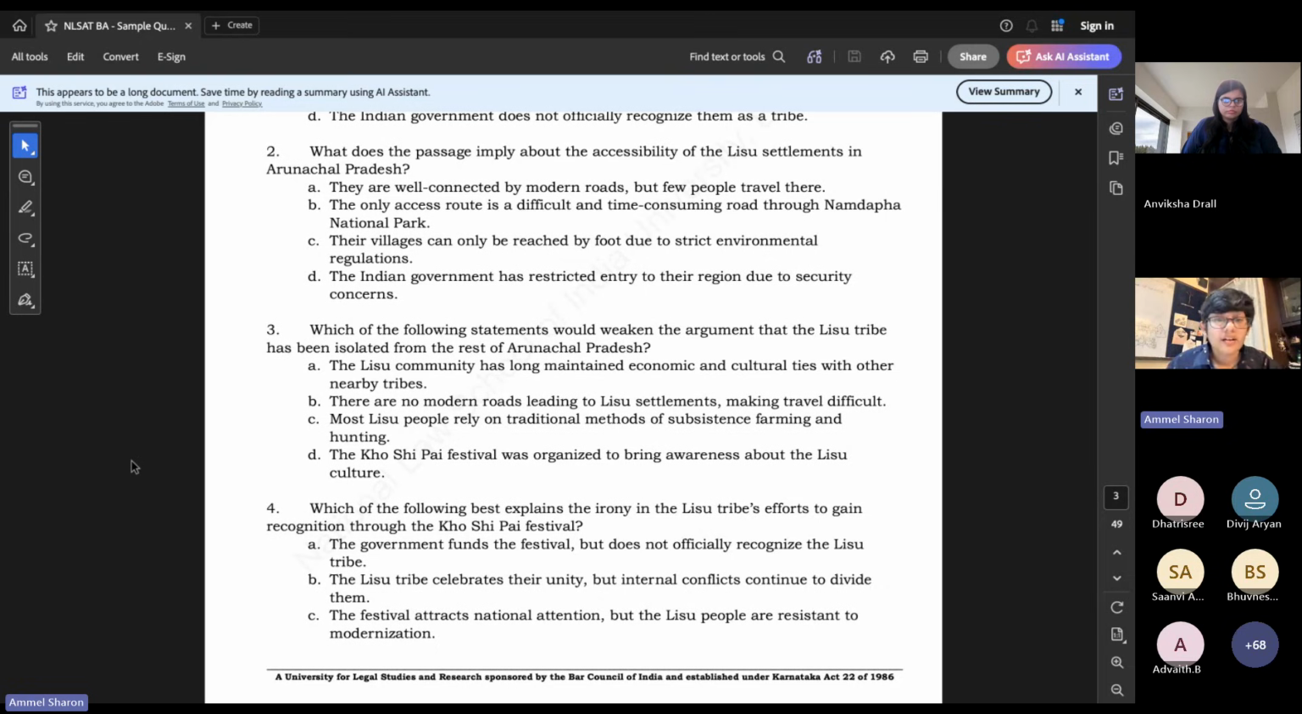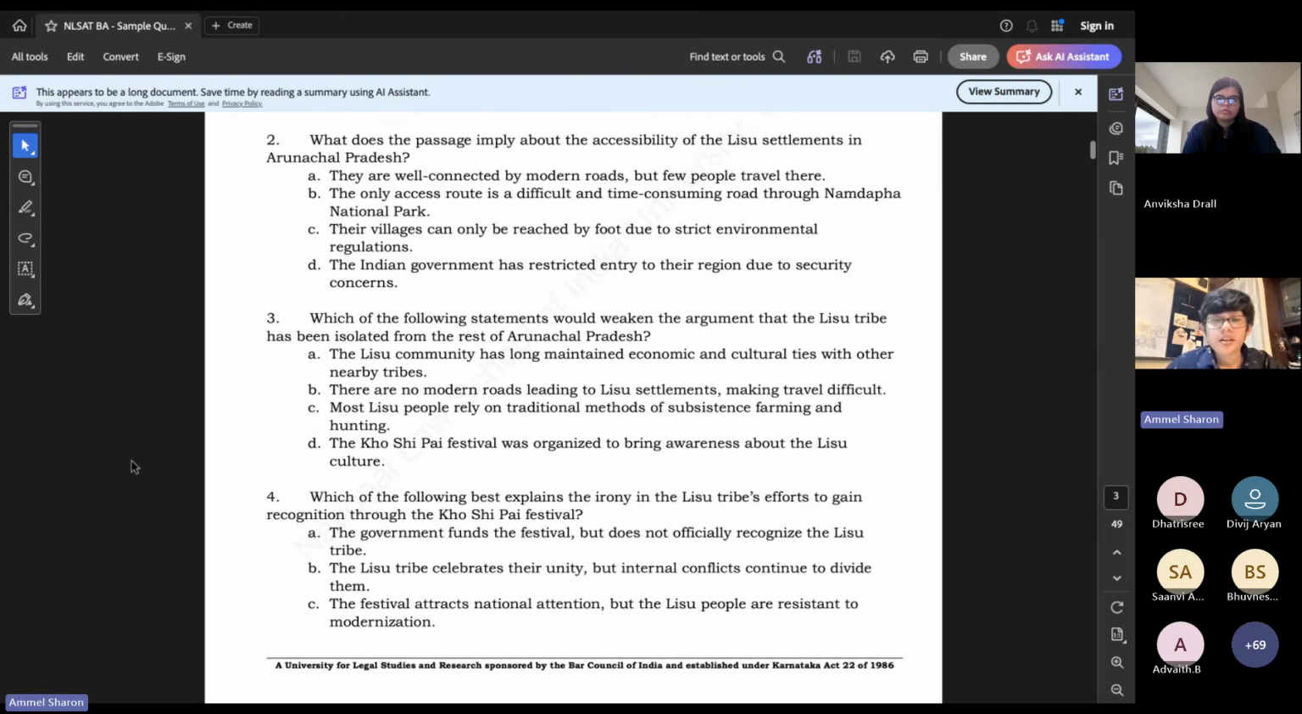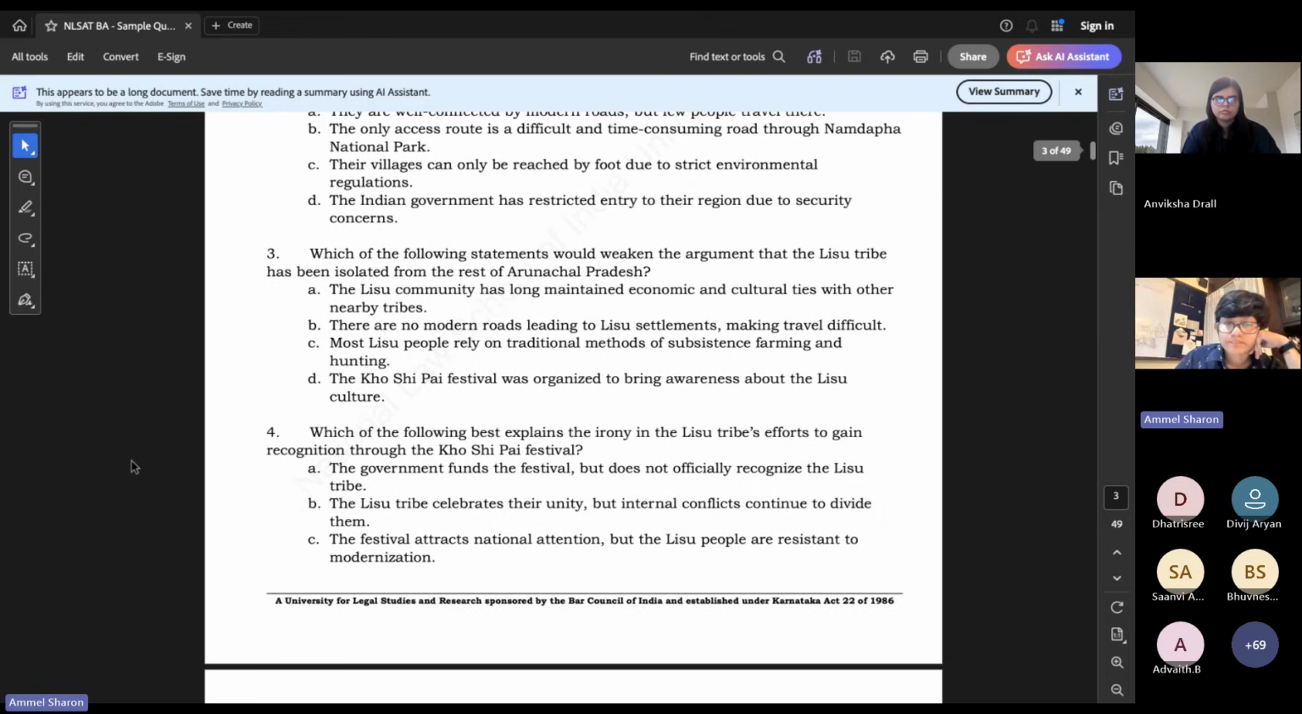Let's consider the next. There are no modern roads leading to Lisu settlements, making travel difficult. If that were true, that cannot be true in this case. Most Lisu people rely on traditional methods of subsistence farming and hunting. That also would not weaken the argument. The Ko Shi Pai festival was organized to bring awareness about the Lisu culture. That's also untenable. So the first answer would be A. That would be the right answer.